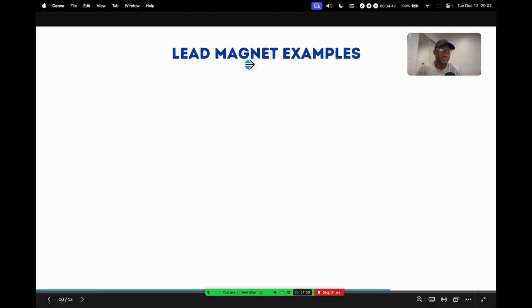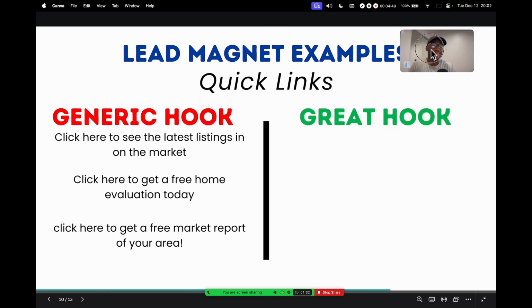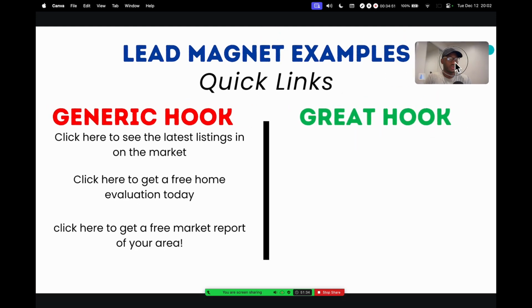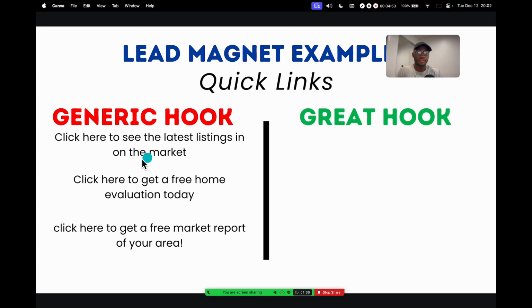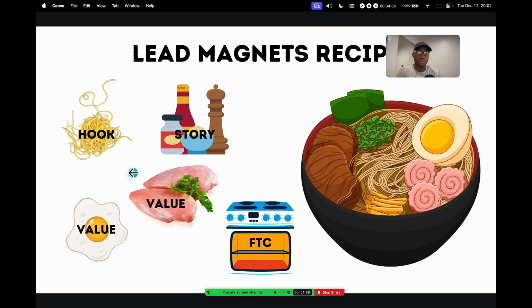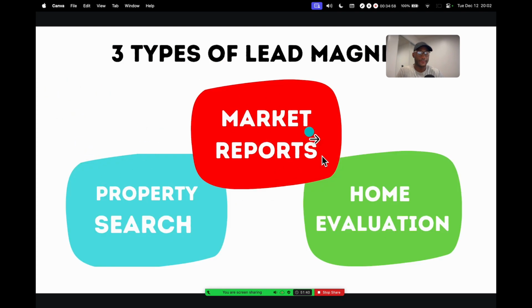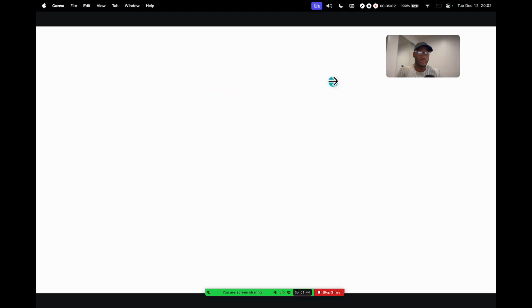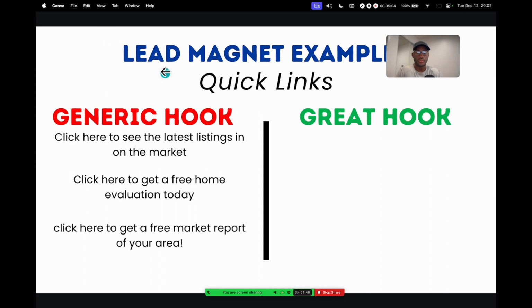Okay, so lead magnet examples. So this right here is three different examples for the three different marketing strategies we have. So let's go back here. So usually what happens when agents send out some type of search alert on social media, it'll look something like this.